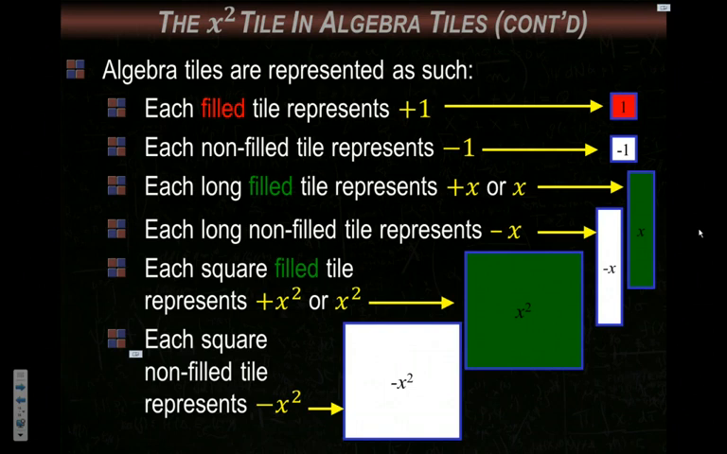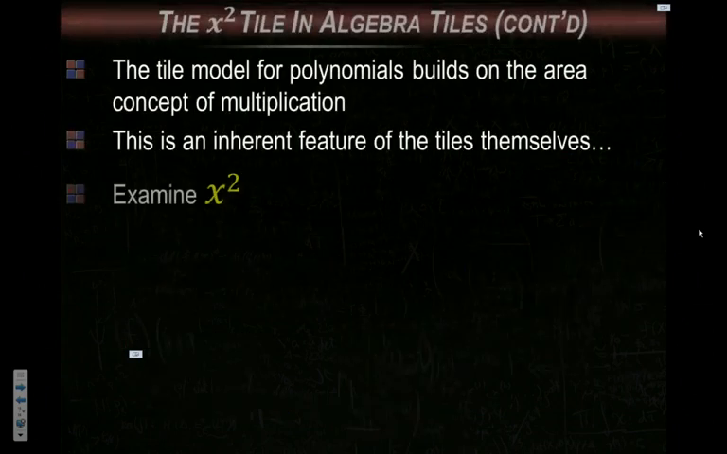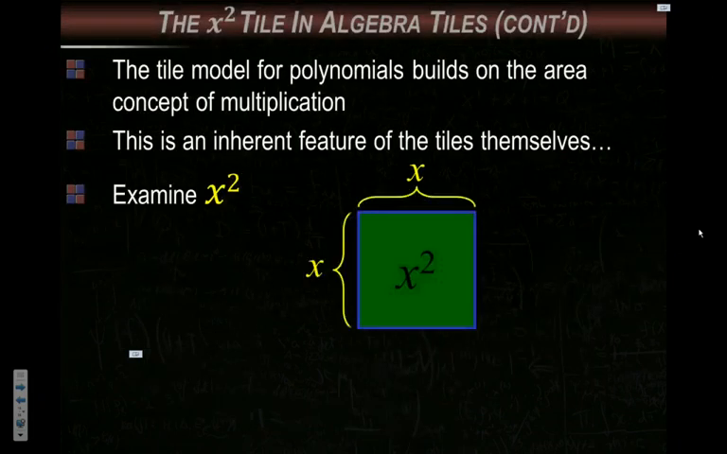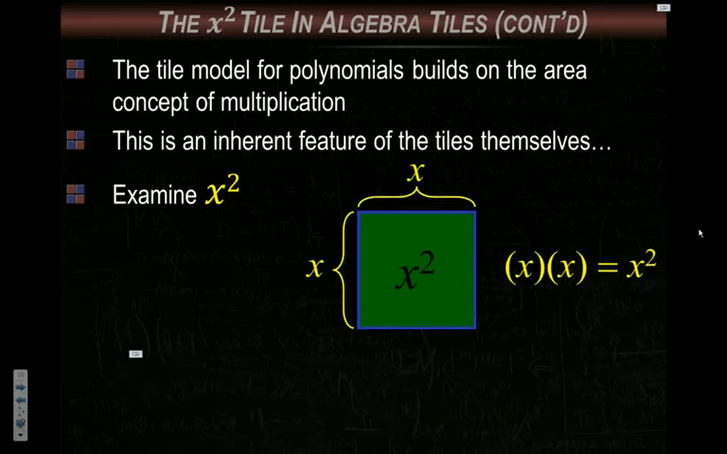But maybe you never thought about why these tiles are the way they are. So I want to just put in a little explanation. They build on things that kind of make sense. If you think about it, the x squared tile is really an x tile and another x tile. And think about the area of a square. It's length times width. X times x. X times x is x squared.